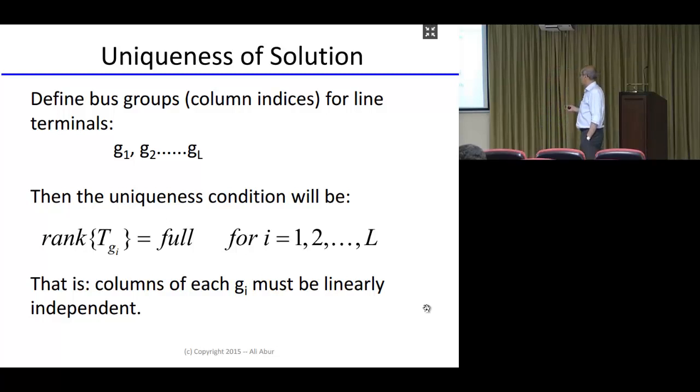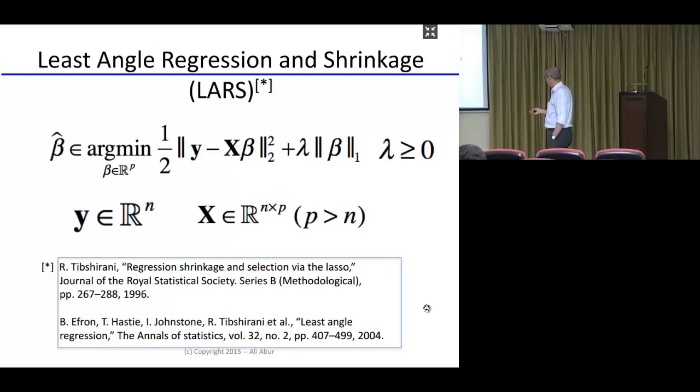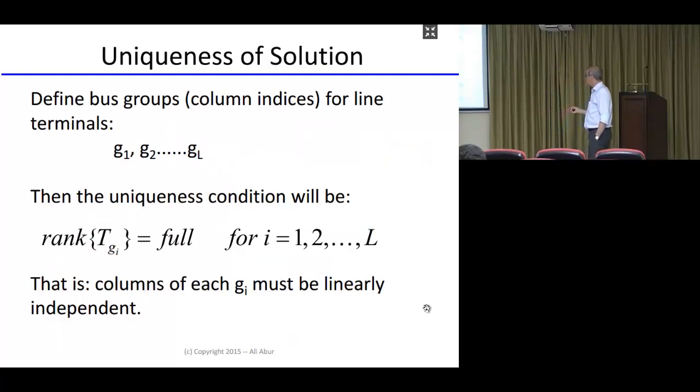Essentially, the uniqueness condition translates into finding the rank of this matrix T, corresponding to the buses which represent the terminals of this faulted line, and making sure that this set of columns in T corresponding to these terminals gives you a full rank. Indeed, if that's not the case, that's one way to go back and change your sensor configuration. So that also helps you to do sensor placement.